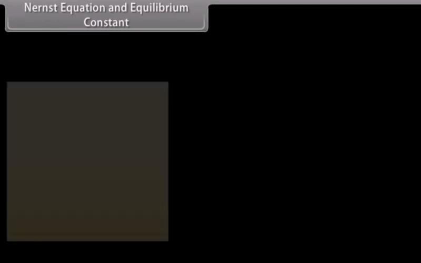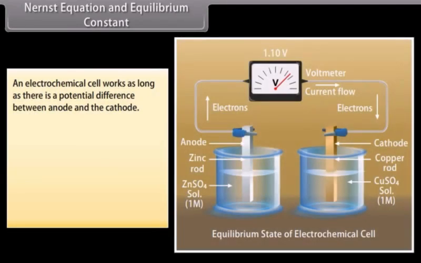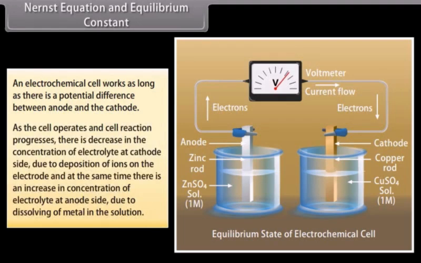Nernst equation and equilibrium constant. An electrochemical cell works as long as there is a potential difference between anode and cathode. As the cell operates and the cell reaction progresses, there is a decrease in the concentration of electrolyte at the cathode side due to deposition of ions on the electrode, and at the same time there is an increase in concentration of electrolyte at the anode side due to dissolving of metal in the solution.